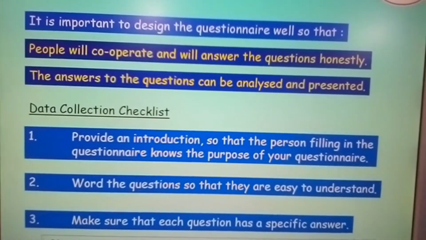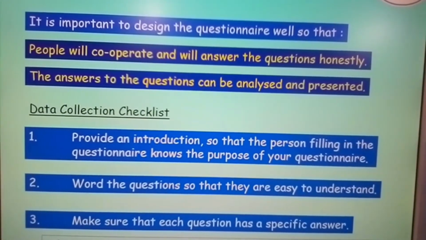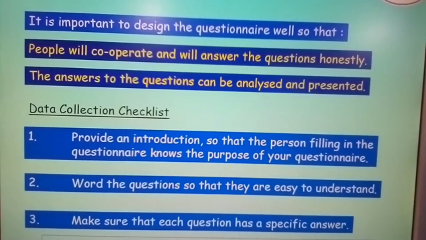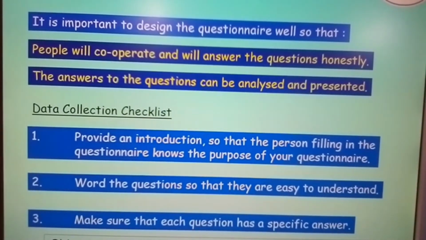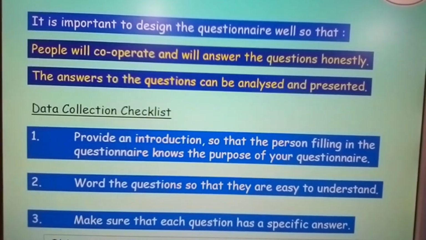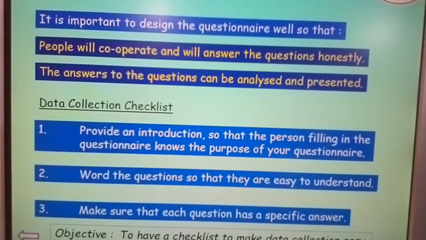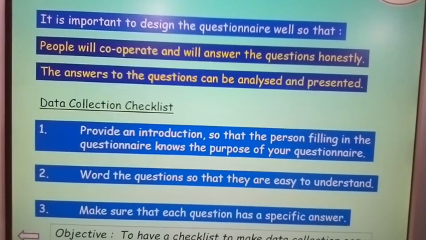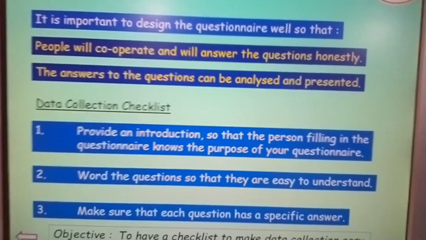Data collection checklist. 1. Provide an introduction so that the person filling in the questionnaire knows the purpose of your questionnaire. Make sure you get a point across. Rule 2. Word the questions so that they are easy to understand. Do not word a question so that you need an Oxford encyclopedia to know what the word means. Make sure that each question has a specific answer.